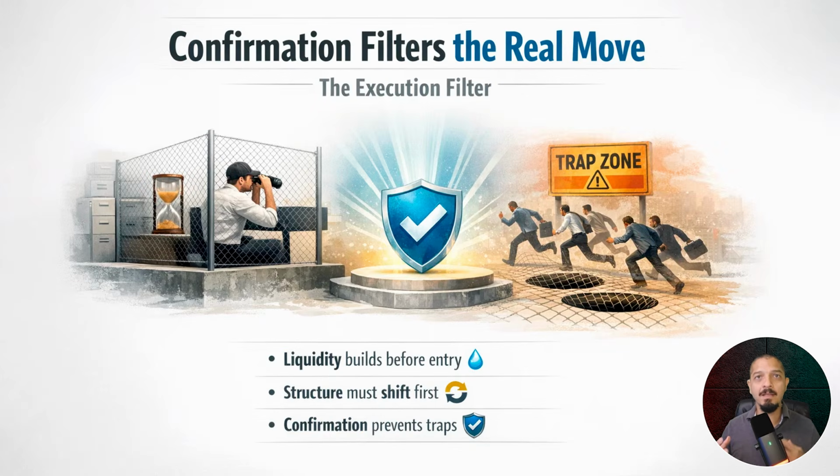Up to this point, everything we have discussed is what separates a real institutional setup from an inducement trap. Most traders lose money because they mark a zone and enter immediately. But institutions do not operate that way. They allow liquidity to build. They allow early participants to commit. And only after the market reveals a genuine shift in short-term structure do they execute. That is why confirmation is not optional. It is the filter that protects you from trading the inducement instead of the real move.